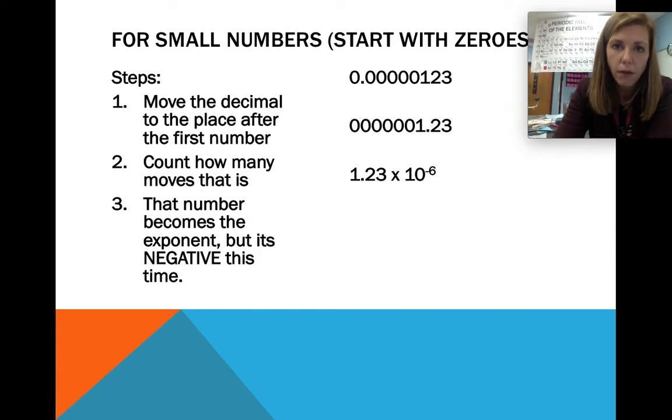For really small numbers, ones that start with zeros, you're going to move the decimal to the place after the first actual digit, okay? And then you're going to count how many moves that is. So we're going to take this decimal and move it after the 1, and it took 1, 2, 3, 4, 5, 6 times to move it there. And because it's a small number, we use a negative exponent. So it says to the negative 6th power, right here.